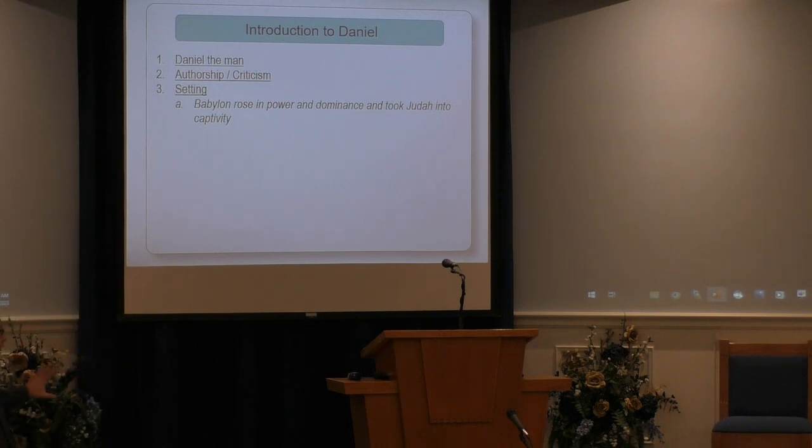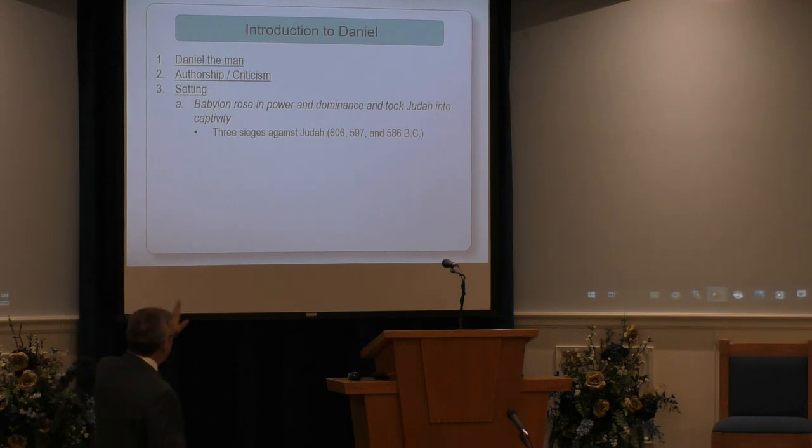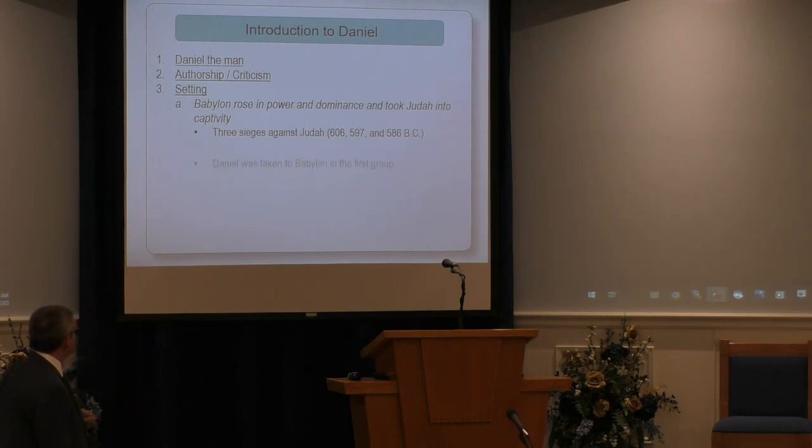Let's talk about the setting. This is very important before we get to the flow of chapter 1. Babylon rose in power and dominance, and they took Judah into captivity. There were three invasions, three sieges: the ones in 606, 597, and 586. You're becoming familiar with those by now.